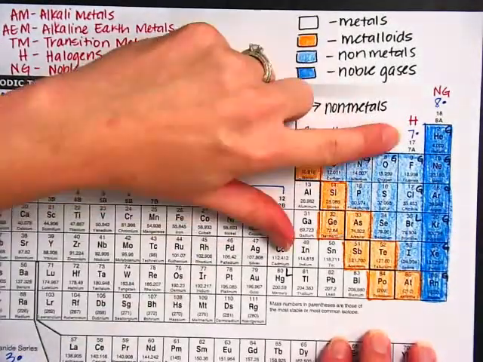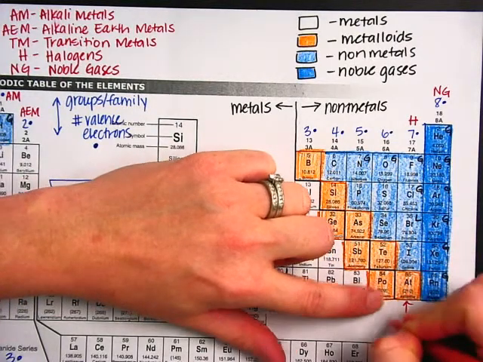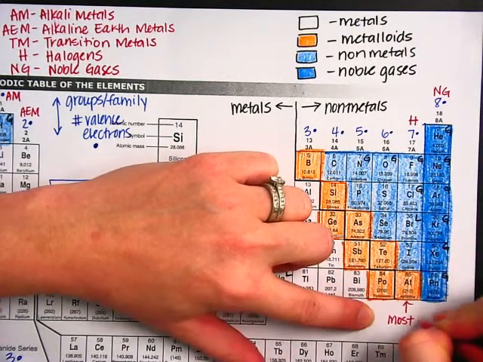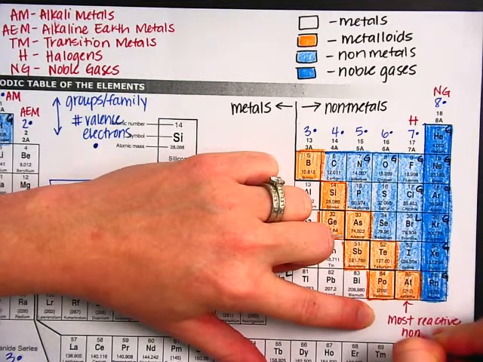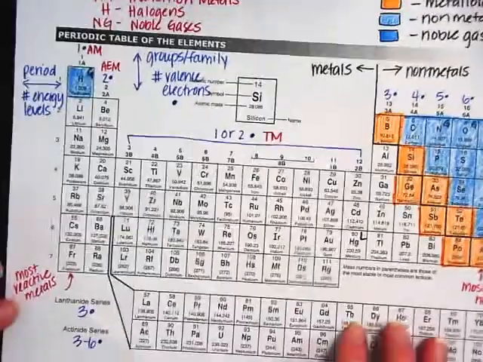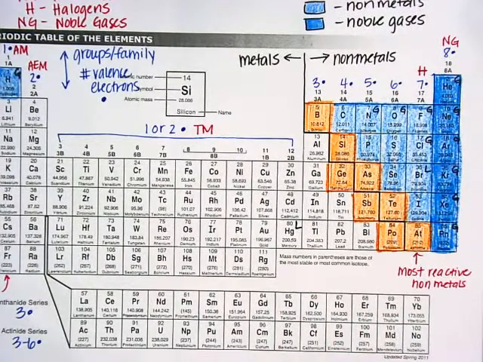Let's find our halogens, the H, group 17. And down here I'm going to write most reactive nonmetals. Over here we said they were the most reactive metals. These are the most reactive nonmetals.